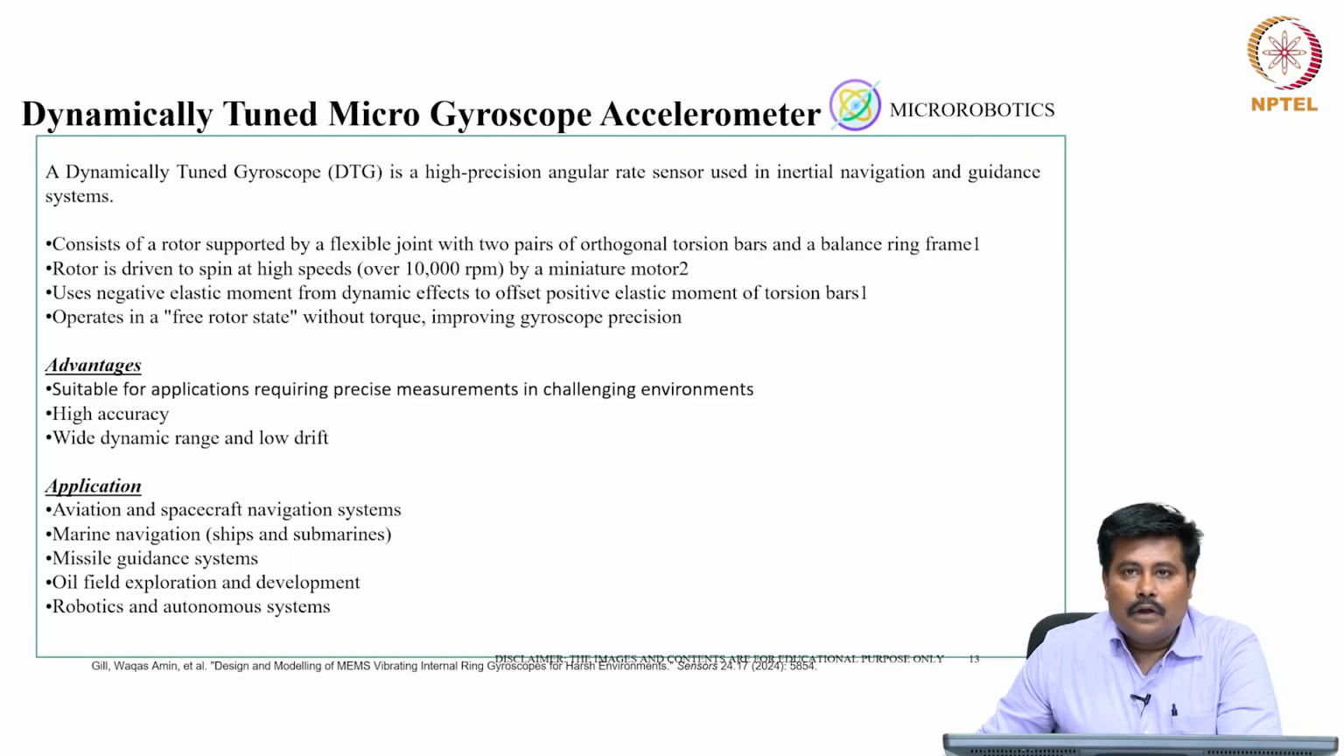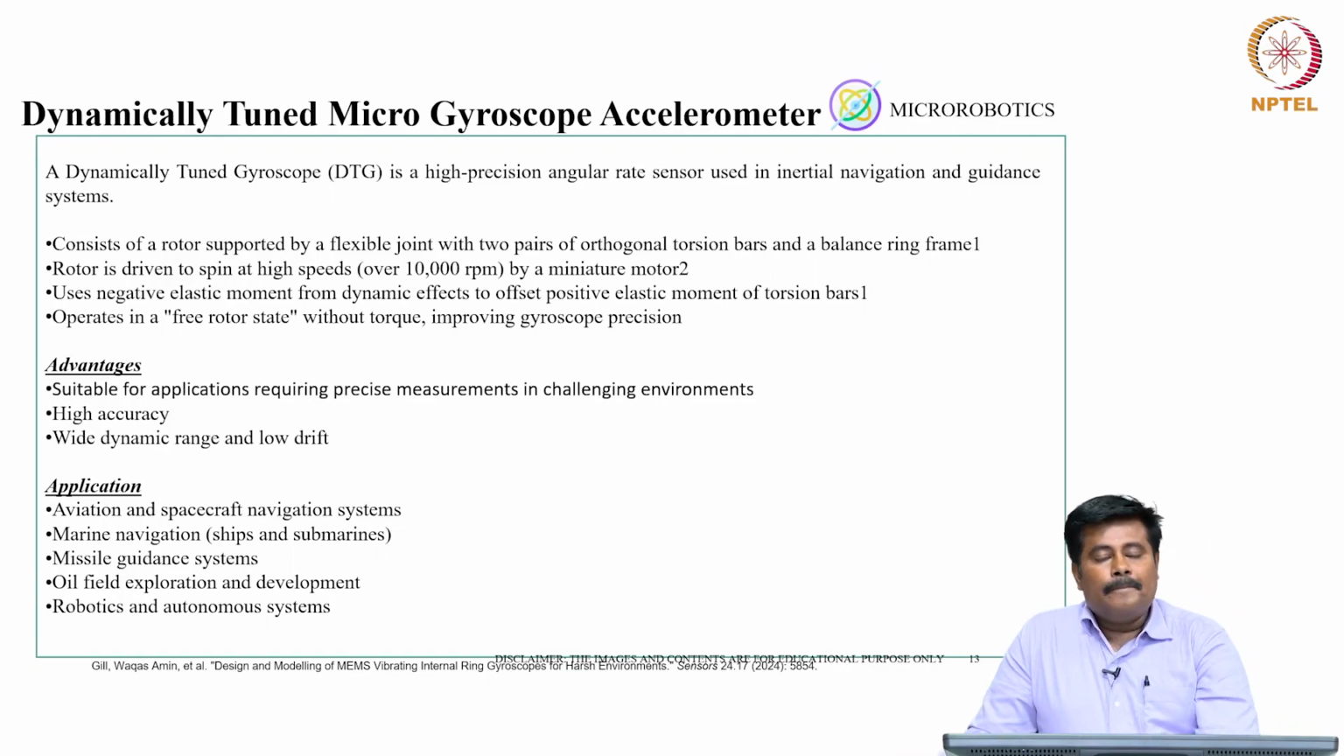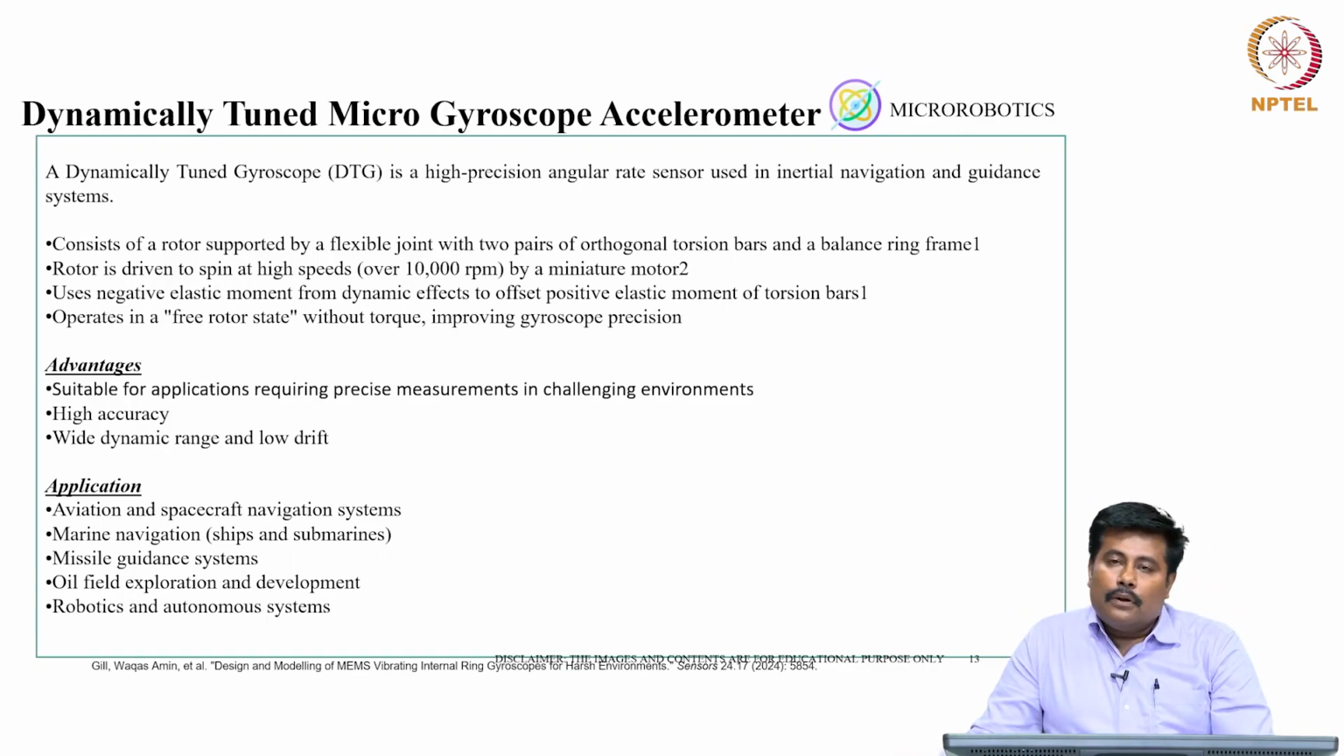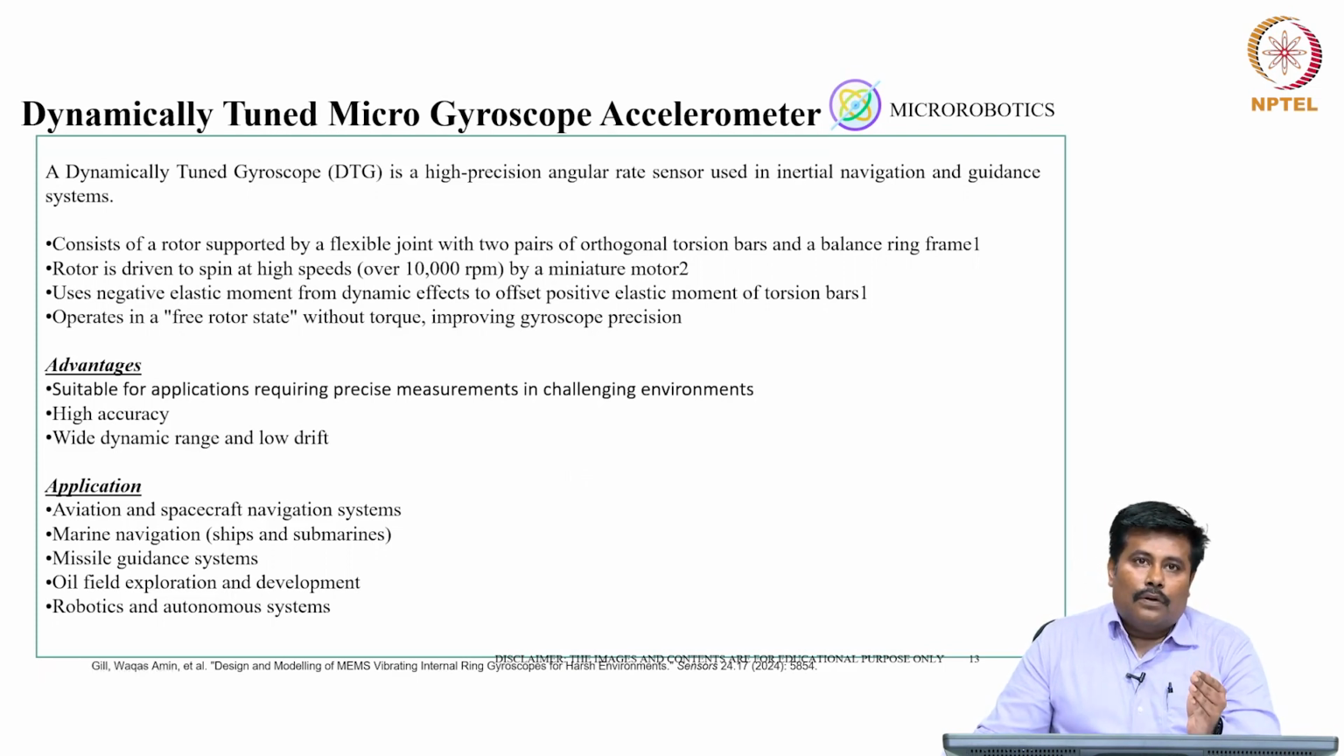Now let us talk about the dynamically tuned micro gyroscope accelerometers. The dynamically tuned micro gyroscope is a high precision angular rate sensor used in inertial navigation and guidance systems. It consists of a rotor supported by a flexible joint with two pairs of orthogonal torsion bars and a balancing ring frame.